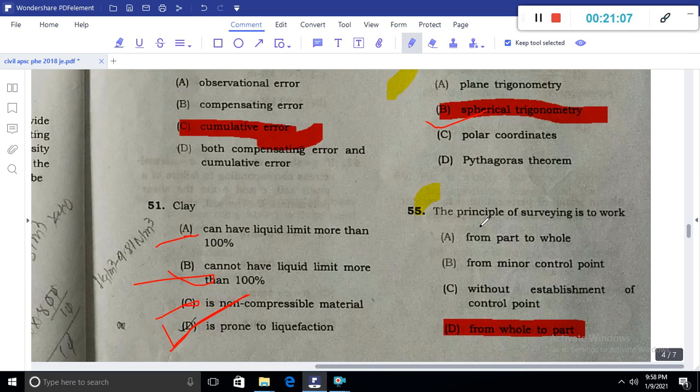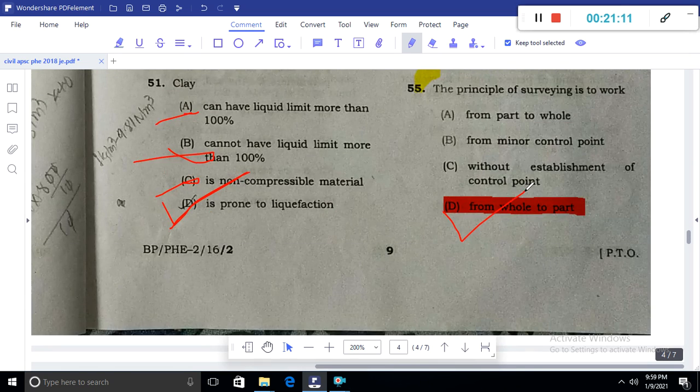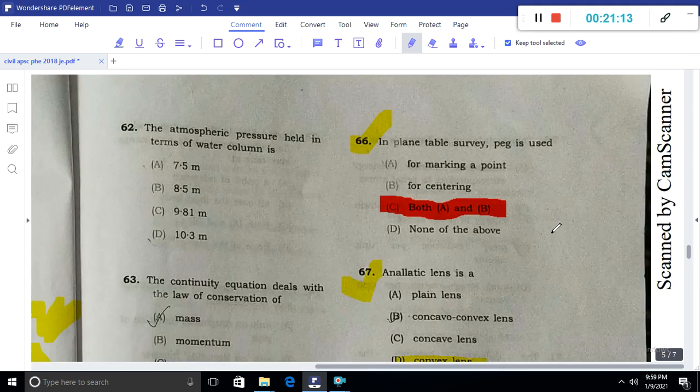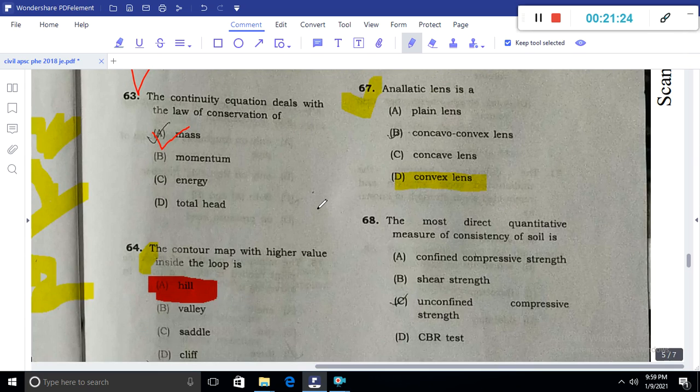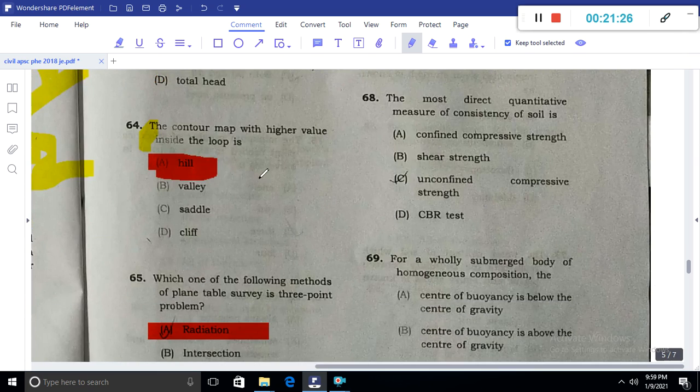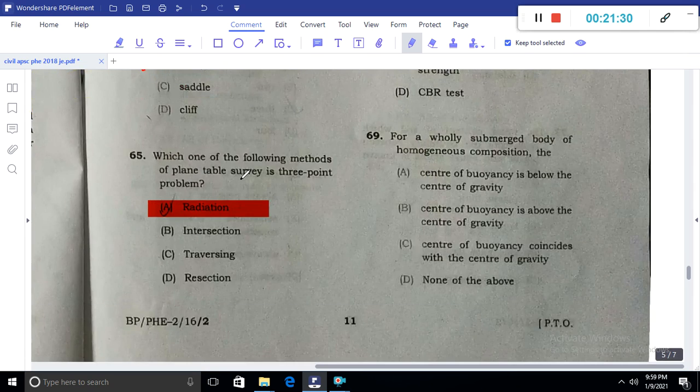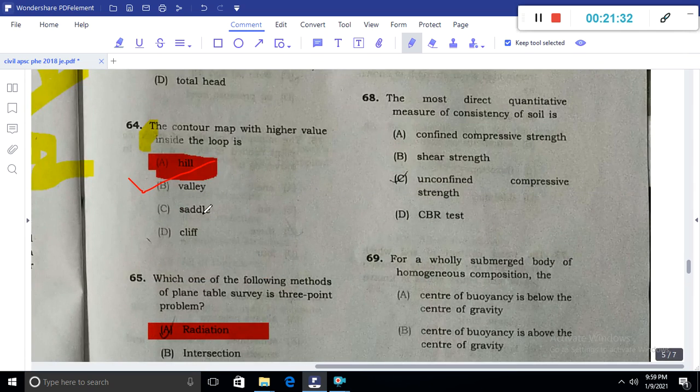Okay, the principle of surveying work is from whole to part, not part to whole. The atmospheric pressure held in terms of water is 10.10. The continuity equation deals with the law of conservation of mass. In the contour map, if we get a higher value inside the loop, then we get a hill, but if we get a lower value inside the loop, then we get a valley.